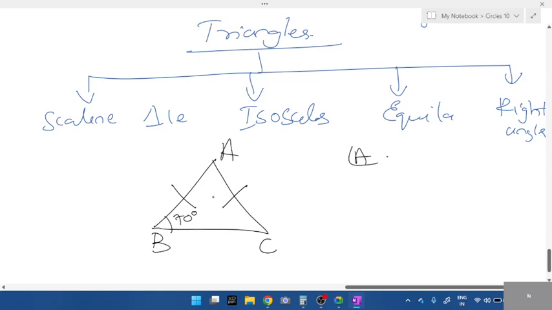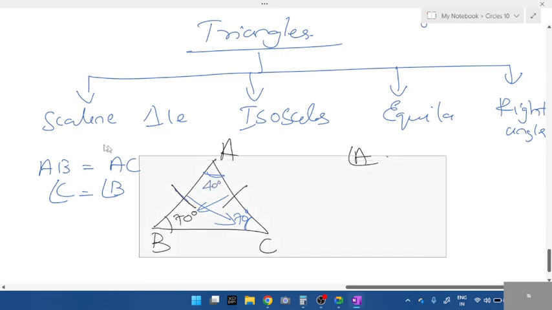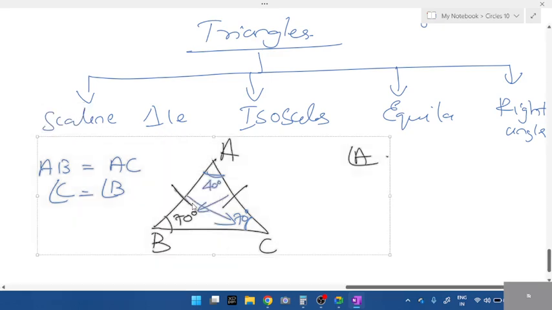Yes, what's the answer? Which two sides are equal here? Side AB is equal to side AC, right? What is the angle opposite to AB, students? Angle C. What is the angle opposite to AC? Angle B. If B is 70, what is angle C? 70. If both are 70, 180 minus 140. Understood? This is known as isosceles, 40 degrees.